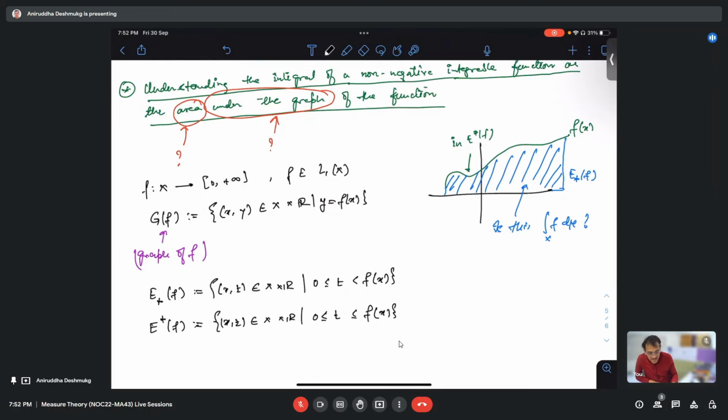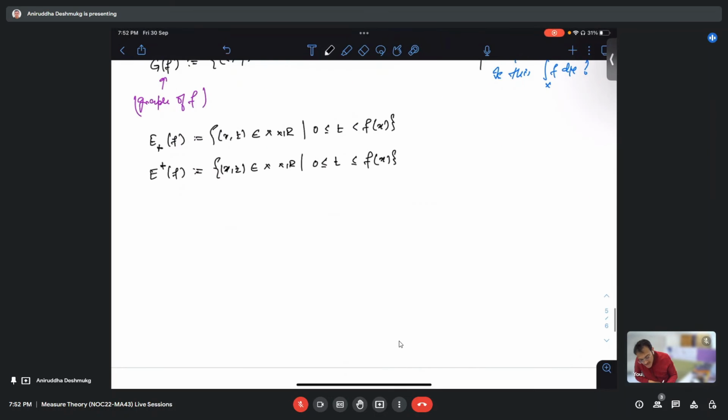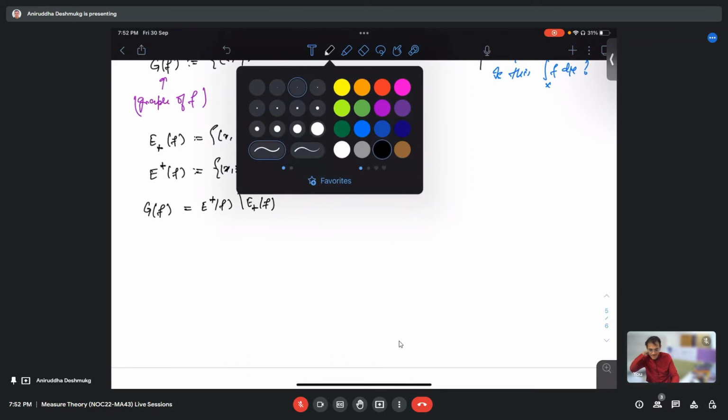We don't know whether it is true or not, but then it is easy to see that the graph of f is equal to E upper star f minus E lower star f. That means look at all those (x,t) such that 0 is less than t less than or equal to f of x, and t is not strictly less than f of x. It means it has to be equal. So this is one major observation.